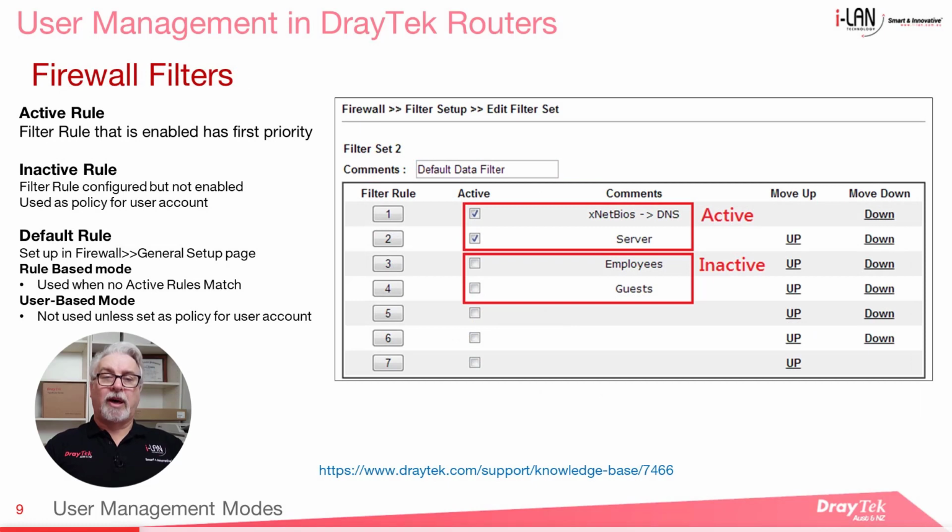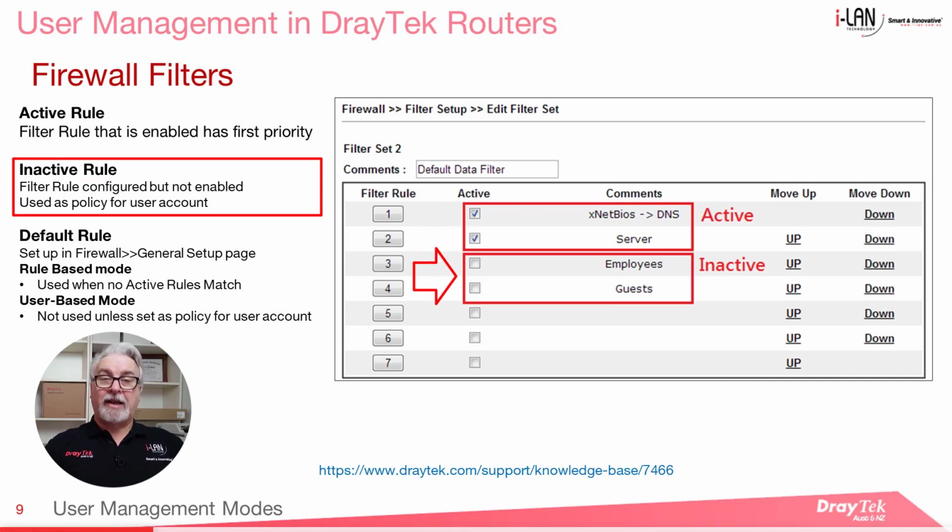To understand how rule-based and user-based policy management work, we need to look at how firewall rules are used. The first type of firewall filter is an active rule. This is a filter rule that is enabled, and we can see here in the top red box that it is ticked to be active. Active rules have first priority for checking data packets for a match.